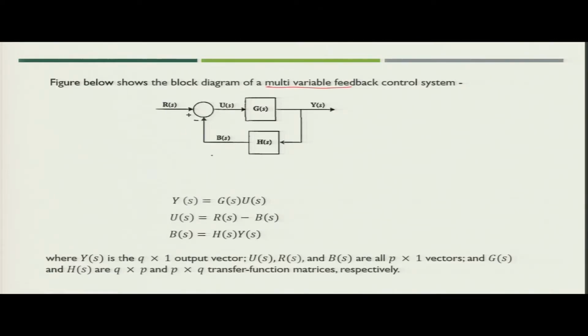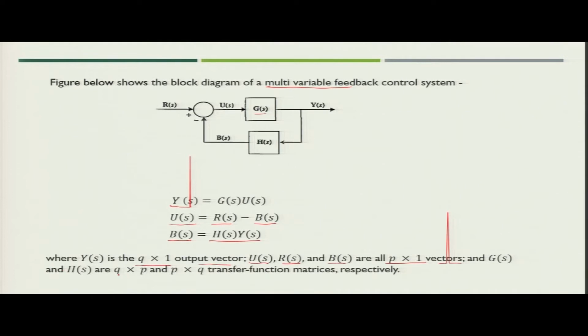In this case, this is your forward path gain matrix, and this is your feedback path gain matrix. Now, if you find the value of Y(s), you can simply write it as G(s) into U(s). U(s) you can write as R(s) minus B(s), and B(s) you can write as H(s) Y(s). As we discussed, Y(s) is a q by 1 output vector, and U(s), R(s) and B(s) are p by 1 vectors.